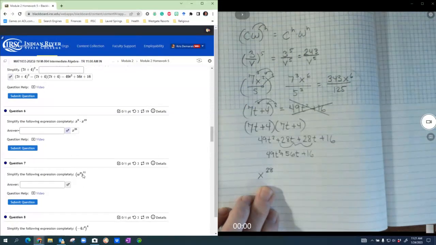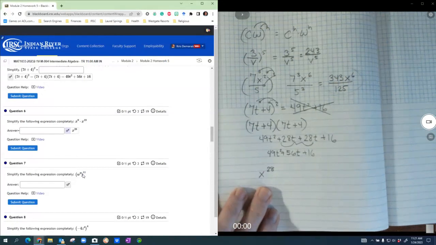All right, and then this is the power rule, so it's going to be 9 times 11.